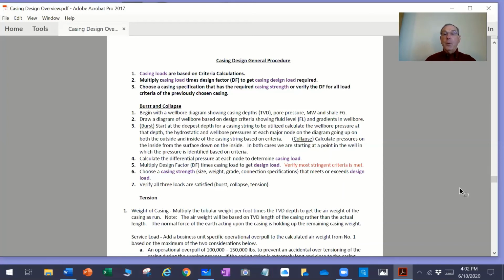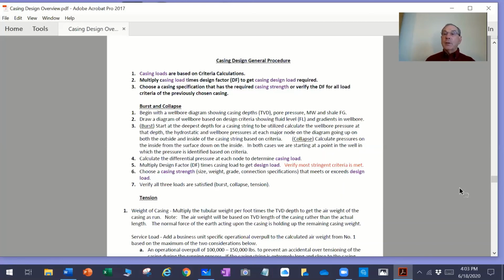So if you have a fluid level that's 50% in a well based on the criteria, you draw a line where that fluid level is. Then for burst, number 3, you start at the deepest depth for casing to be utilized, and you calculate the wellbore pressure at that depth. And then you calculate the hydrostatics coming up the hole from that point, and you calculate at each node the pressure on the inside of the casing as you come up the hole all the way to the top of the well. For collapse, you calculate the pressure on the inside from the surface down.